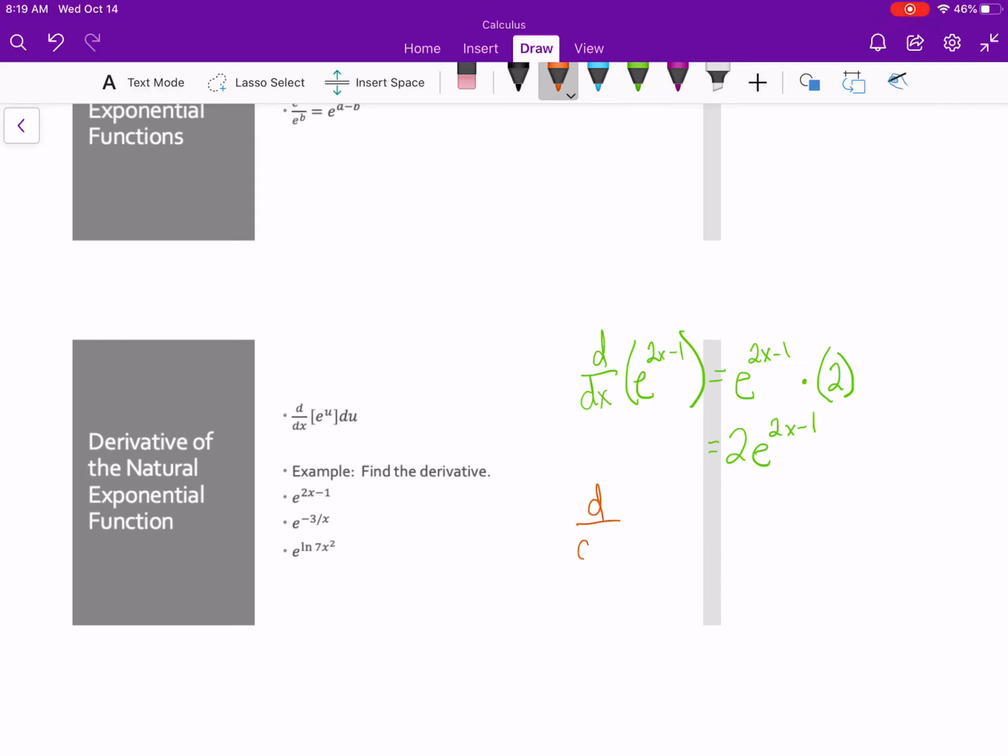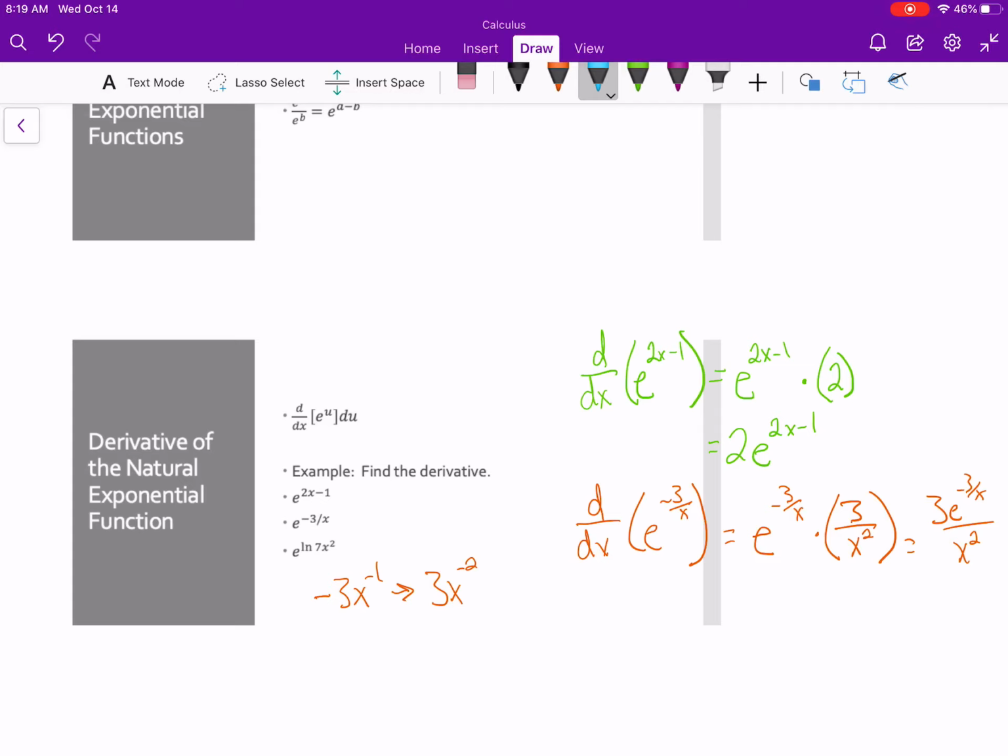Let's try another one, d dx of e to the negative 3 over x. We rewrite it, e to the negative 3 over x, times the derivative of negative 3 over x. Remember, negative 3 over x is like negative 3x to the negative 1. So our derivative is positive 3x to the negative 2, so times 3 over x squared. If you want, you can write that 3e to the negative 3 over x squared. Either of those are acceptable.